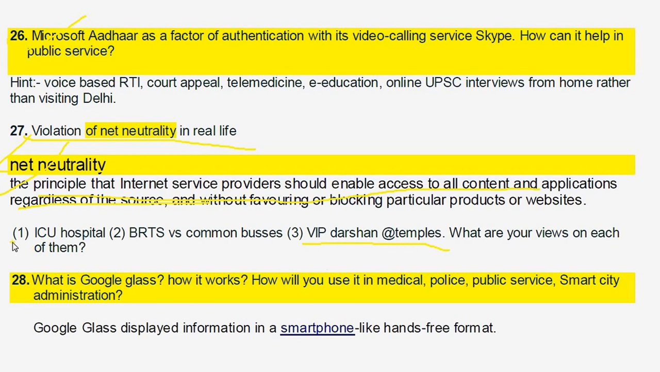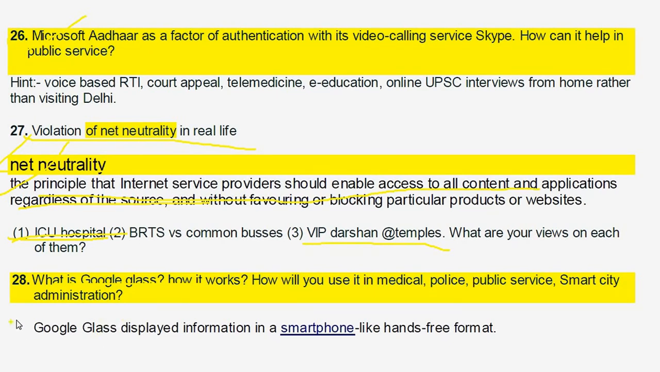And in hospitals, we see that common people suffer to take advice from good doctors, whereas rich and reachable people find an easy way to get those services. And these are the examples of violations. And the last question, what is Google Glass, how does it work, and how will you use it in medical, police, public service and smart administration?